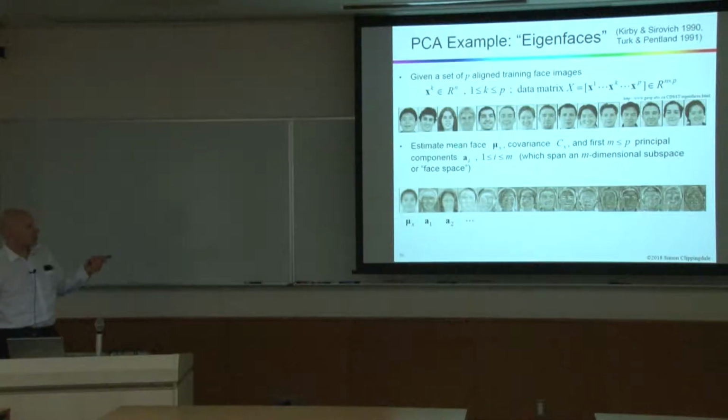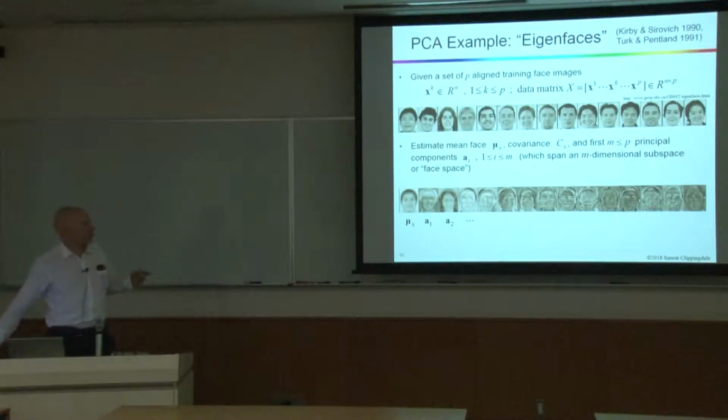So then we're going to estimate the mean face, that's this here. You take a simple average of all these faces, that's what it looks like. And then compute the covariance matrix, take the first m principal components or eigenvectors of it, which span this m-dimensional subspace, so-called face space. And here are the eigenvectors, A1, A2, etc., etc.